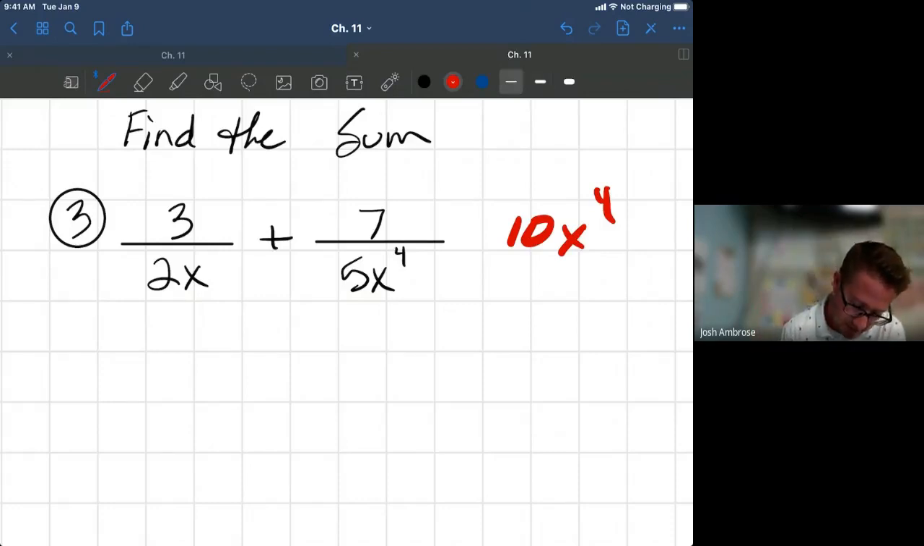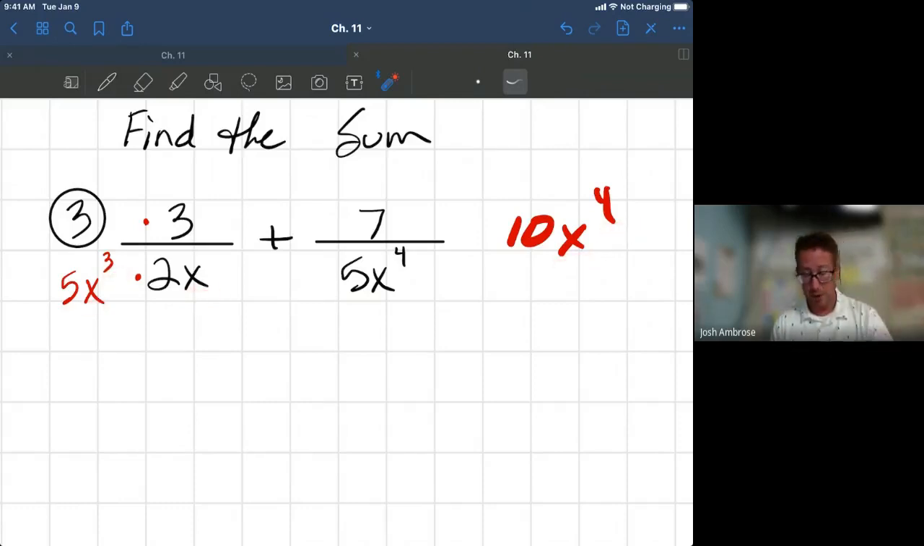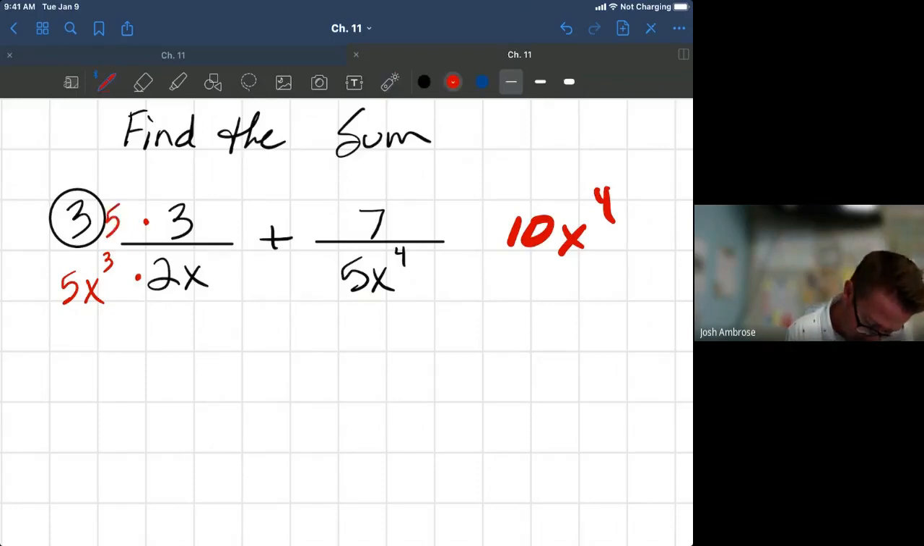So let's set this up. I would need to multiply this side by a 5x to the 3rd. 5 times 2 is 10. X to the 3rd times x becomes x to the 4th. But what you do to the denominator, you must do to the numerator. So then I have to have a 5x to the 3rd up here.